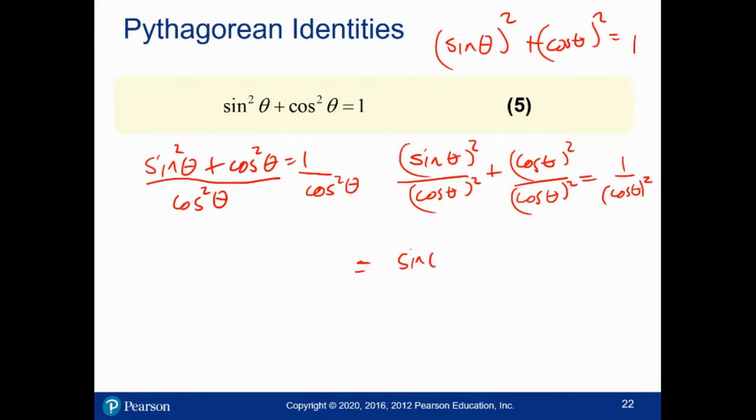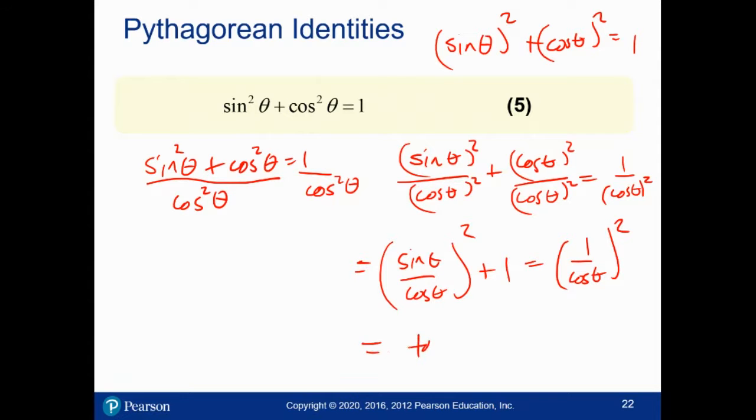Well, this can be rewritten as (sine theta over cos theta) squared plus 1 equals 1 over cosine of theta squared. But what's sine over cosine? That's tangent. So this is tan squared theta plus 1 equals, what's 1 over cosine theta? Secant squared theta, because I squared it.